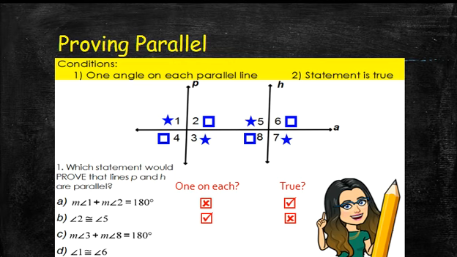Let's look at answer choice C. Answer choice C has one angle from each line, so condition 1 works. And angle 3, a star, plus angle 8, a box, does equal 180, so it's also true. Notice it meets both conditions for this one, so we found our solution. If we looked at answer choice D, we could see that it's not true since angle 1, a star, doesn't equal angle 6, a box.